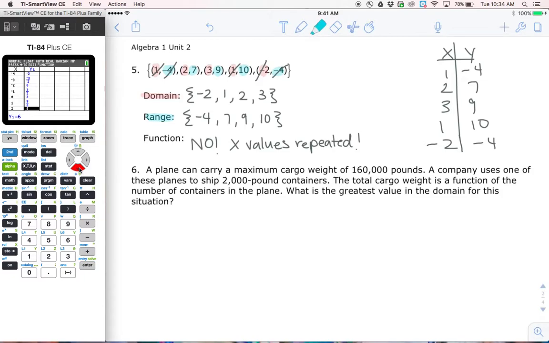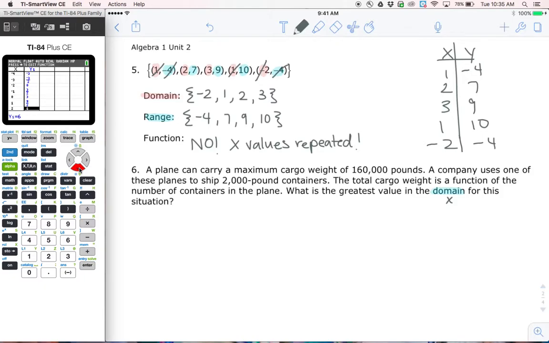Well, first of all, they're really asking us what is the greatest x value, right? Because domain means x. Now, here's the key to this problem. You know they're asking for the greatest x value, but you're really not sure what x values even mean for this problem. Are they talking about the total weight? Are they talking about the number of containers? What are they talking about when they say x or domain?